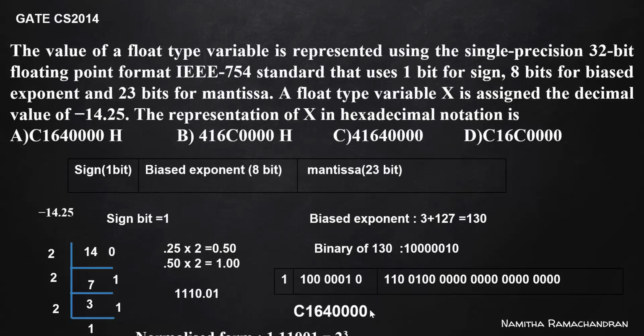Here it is hexadecimal C, 1, 6, 4, 0, 0, 0, 0. Reading the groups: the three groups of zeros are zeros, and 0100 is hexadecimal 4, and 0110 is hexadecimal 6, 0001 is hexadecimal 1, and 1100 is C in hexadecimal. So option A is the right answer. Okay, thank you.